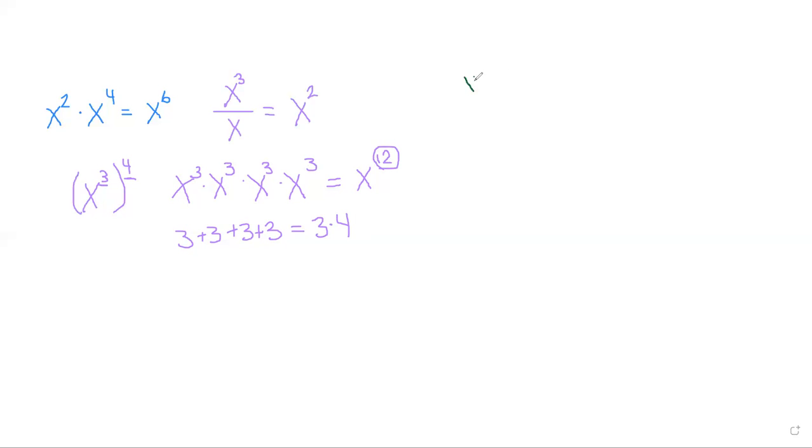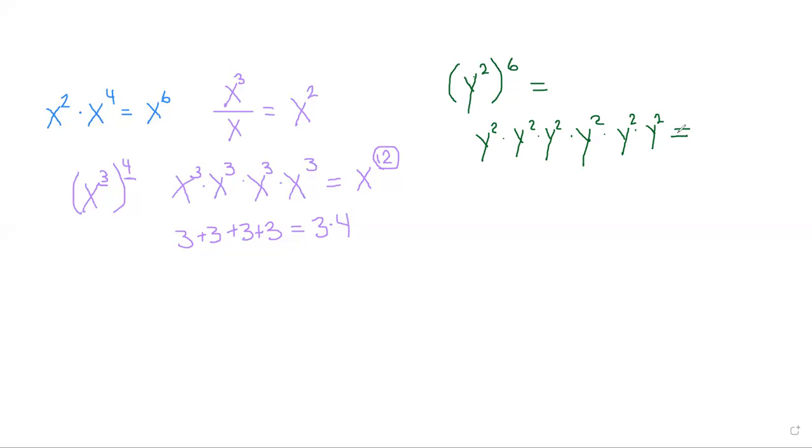If I have y to the 2nd power, and that is raised to the 6th power, what does that give me? Well, it's y squared times y squared times y squared times y squared times y squared times y squared, 1, 2, 3, 4, 5, 6.